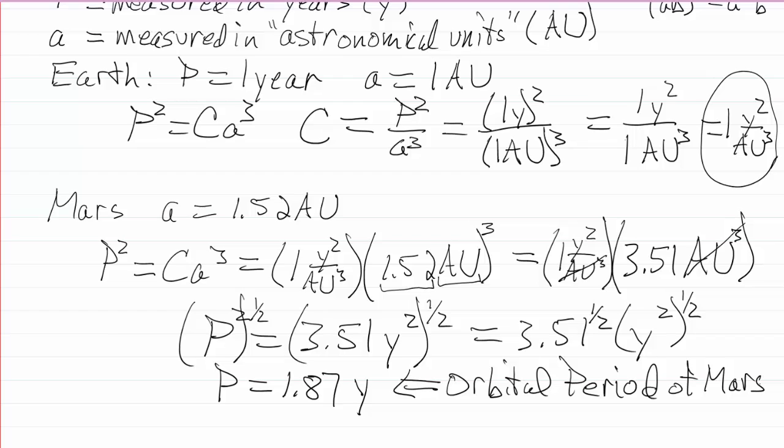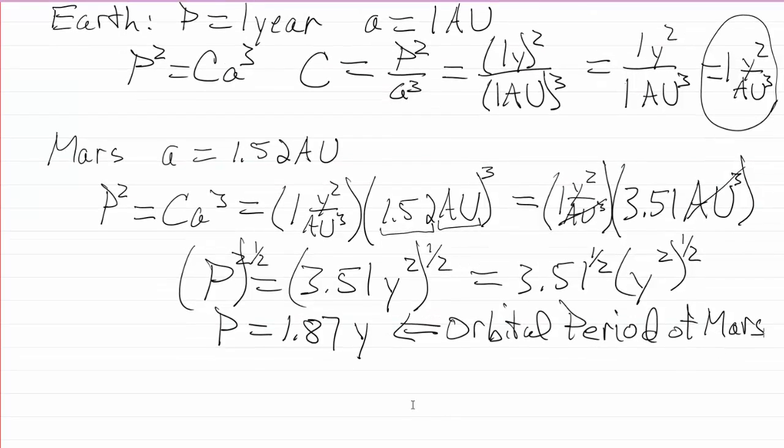So there's an example of using Kepler's third law to figure out the orbital period of something. I'll do another video where we use Kepler's third law to figure out the semi-major axis given the orbital period. Before I stop here, I want to show you something.